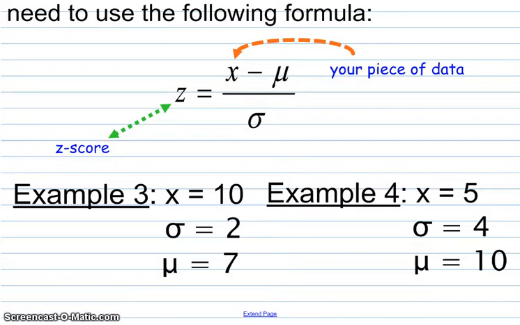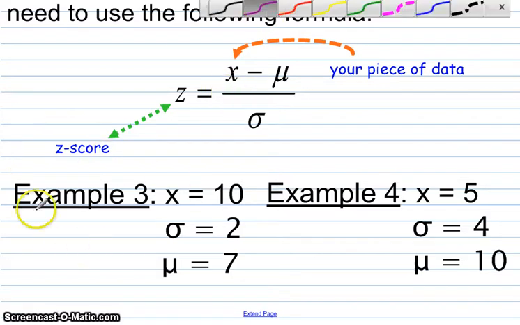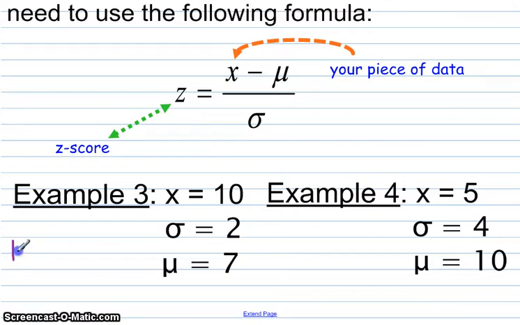Okay, so let's go through. Get my pen. So we have our piece of data, which in this case is our 10. Subtract our mean from that, which is our 7, and divide by 2. So 10 minus 7, that's 3. 3 divided by 2 is 1.5. But we got to have another digit. If you don't have anything there, always add a 0. So 1.50 would be our z-score. 1.5 would be our row, 0 would be our column.